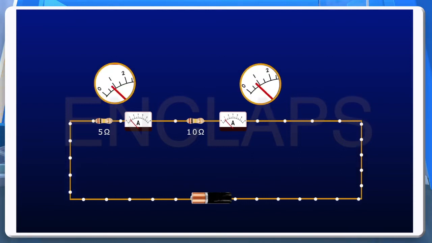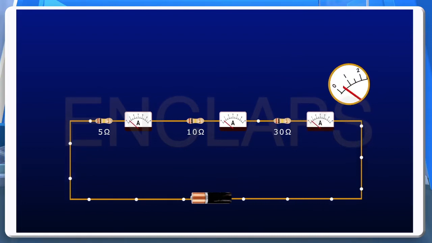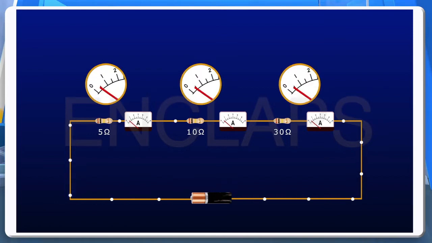Both the ammeters are having same reading. That is, in all the resistors, same current flows. Now, when a 30 ohm resistor was connected in series in this circuit, then the ammeter reading is 0.2 ampere. That is, the current in the circuit is 0.2 ampere. The current decreases. When the resistors are connected in series, then the total or effective resistance increases. All the three ammeters are having same reading. That is, same current flows.